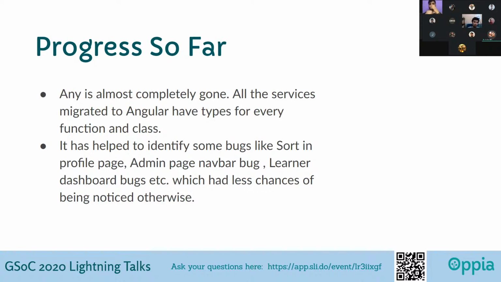So far we use some third-party libraries that don't have types with them, so custom types for them have been declared. Also, the any types have been removed from all the Angular migrated files, and soon a guide will be published on the Oppia wiki page about how to declare the types.